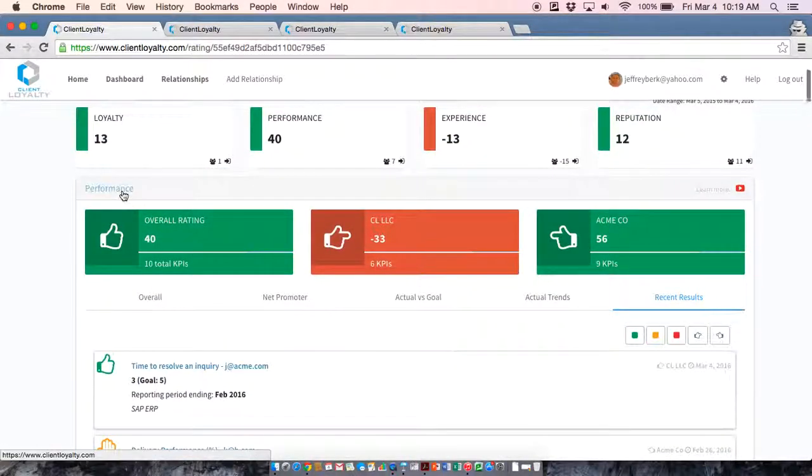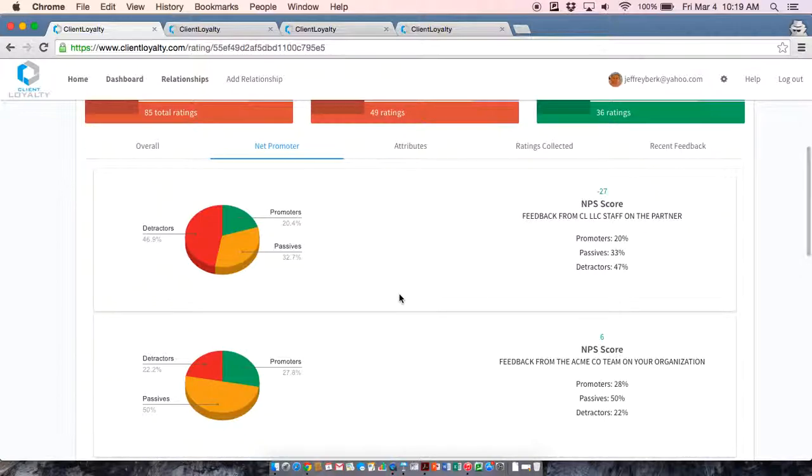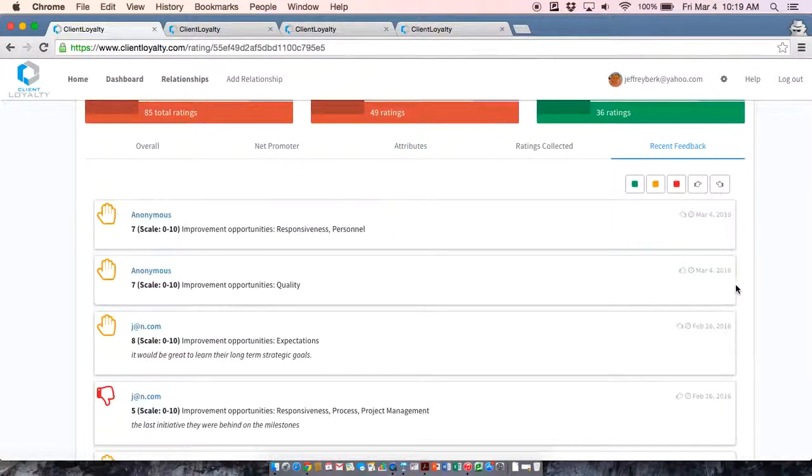The same thing applies to the experience data. This is all the direct feedback. You can see it as a whole, but you can also drill into the individual pieces that make up that, their attributes, and then the one-by-one feedback.